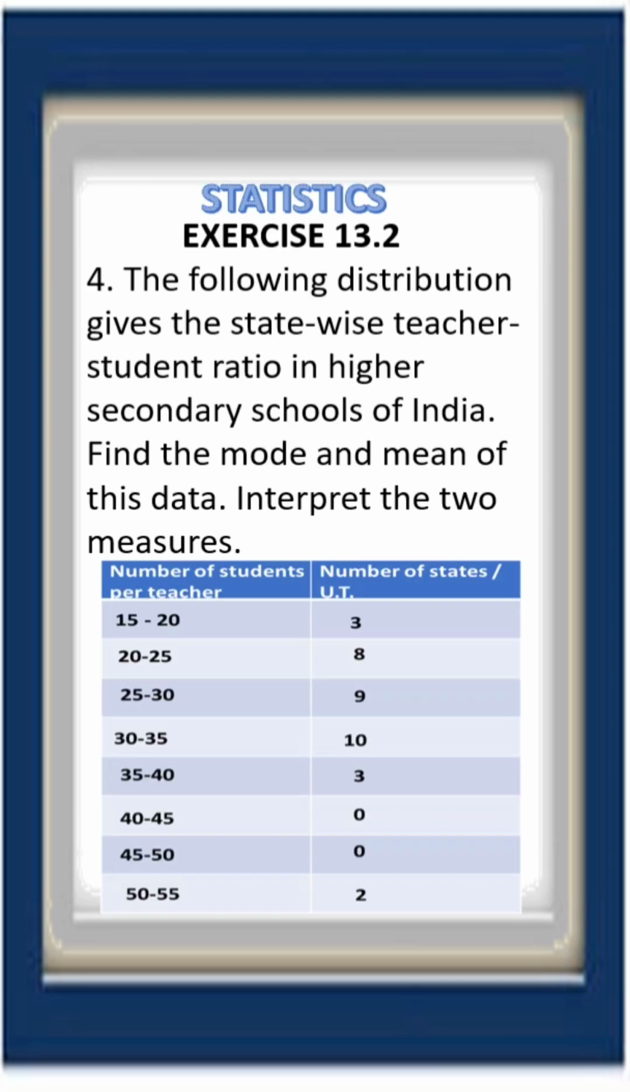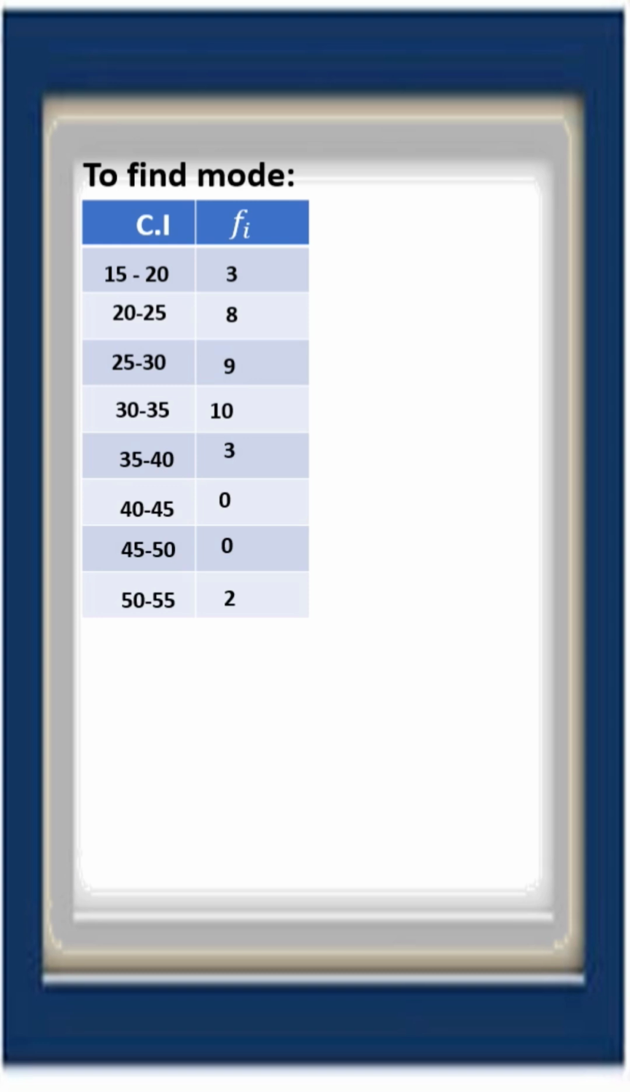Now let us solve question number 4. The following distribution gives the state-wise teacher-student ratio in higher secondary schools of India. Find the mode and mean of this data. Interpret the two measures. So now we are given the distribution table and we have to find the mode and mean. Now let us find the mode.